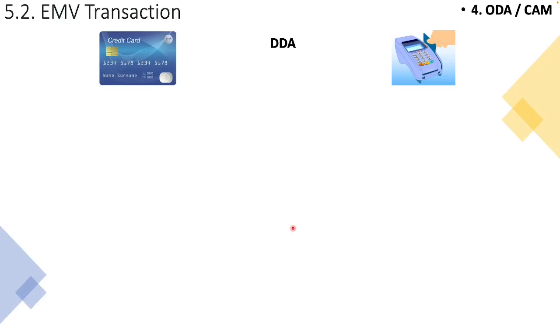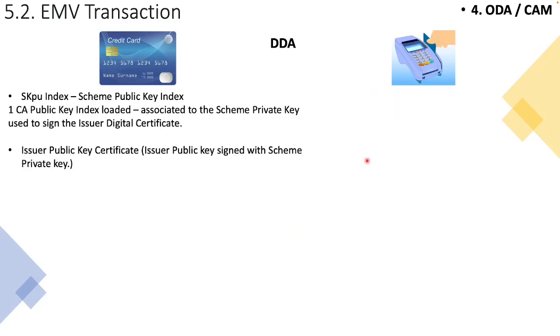Let's talk about what needs to exist on the card and the terminal in order for DDA to take place. Similar to SDA, we have a scheme public key index, same here. The card has an issuer public key certificate: the issuer public key is sent off to a scheme, the scheme signs it with their private key, and they return it to us in the form of a certificate, which is loaded onto the card during personalization.